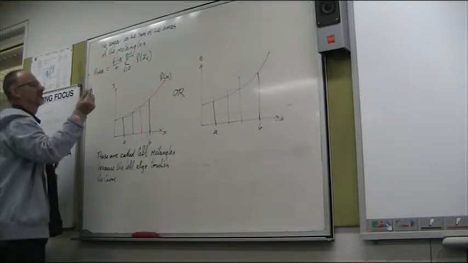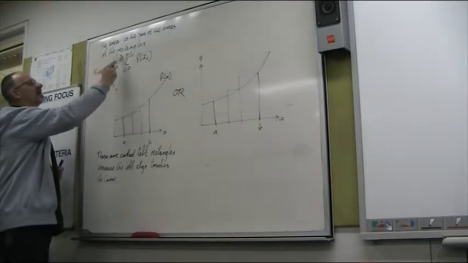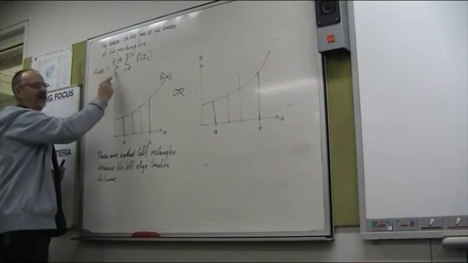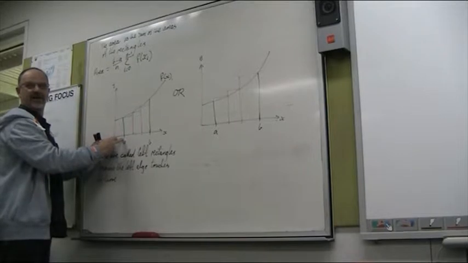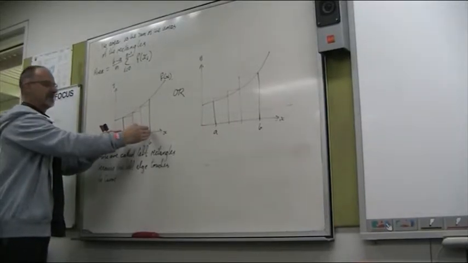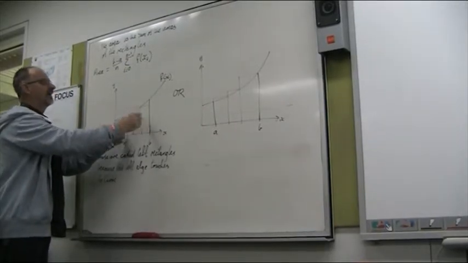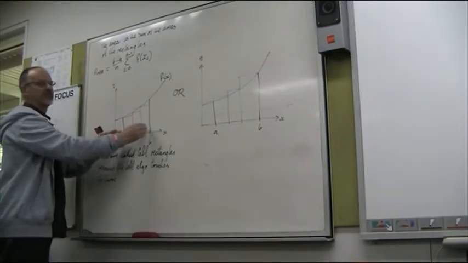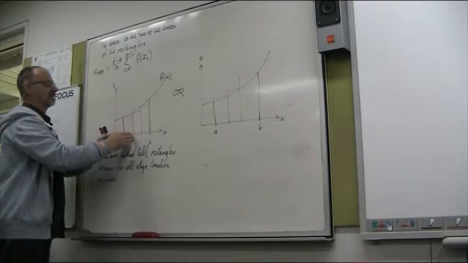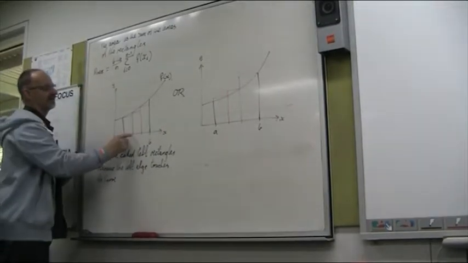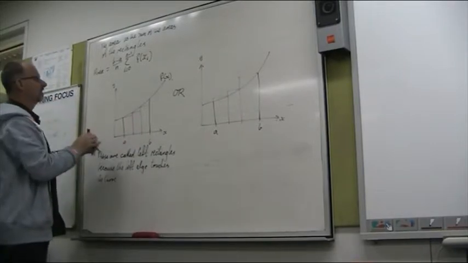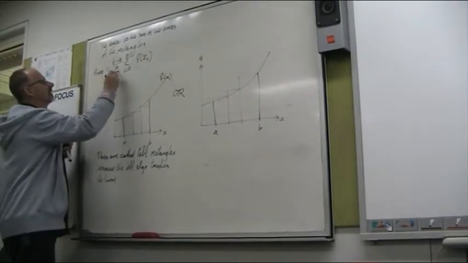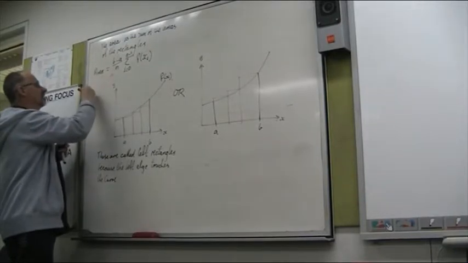All right, so what does all this stuff in here mean? B minus A over N. B minus A is this distance, over N. N is the number of rectangles you've got. So here I've got 3 rectangles. So the B minus A over N tells us how wide the rectangle is. So that's the width of our rectangle.